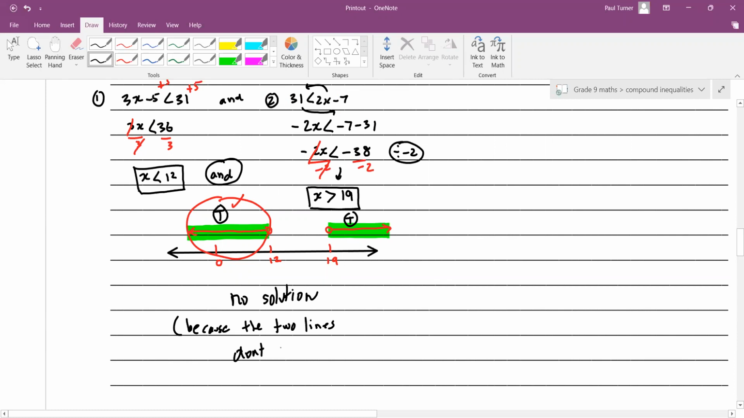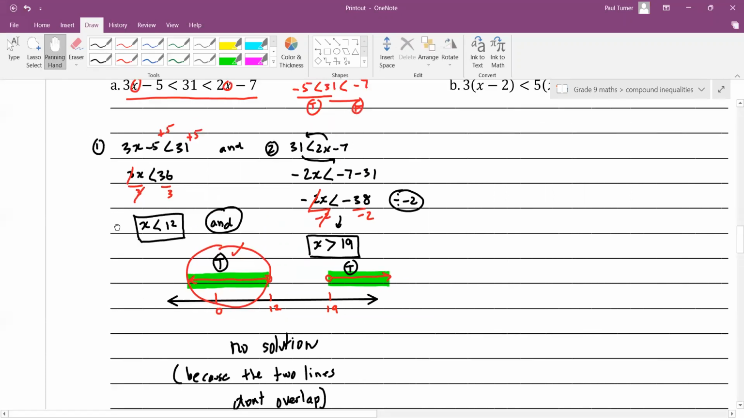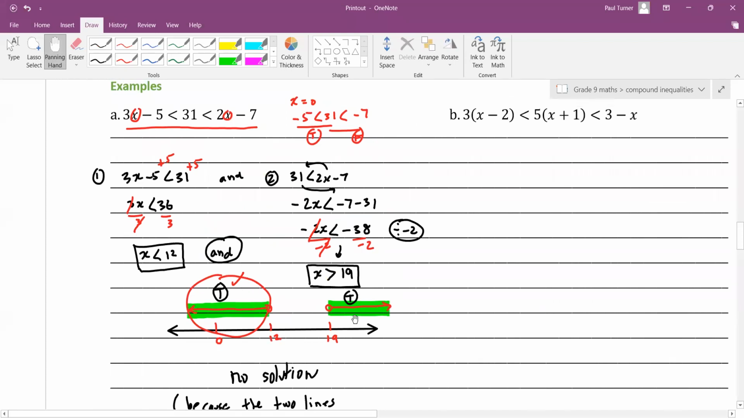So because these two lines don't overlap, you can make it true for one equation, but not for the other one. So if I picked a number like 20, I know it would be true here, but it's going to be false here. Okay, so that is a little confusing because it's a bit of a tricky question for the first one to give you. But I hope that kind of makes sense.